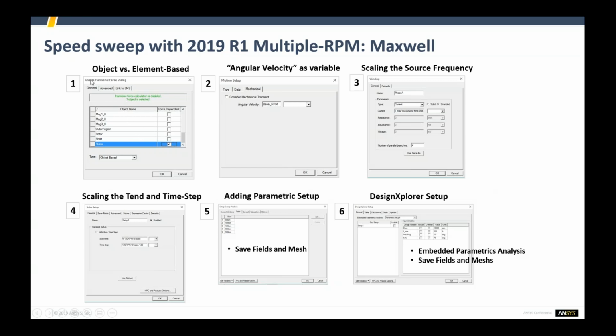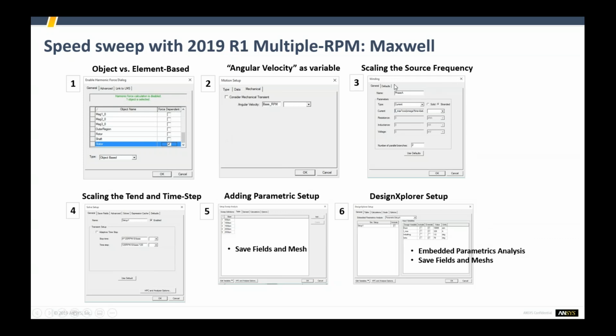So that's what the first plot is telling you. You can check the stator force dependence to switch between object or element-based mapping. For the second one, the Maxwell transient design provides the force density on different frequencies in RPM. You can check to consider mechanical transient to enable that.